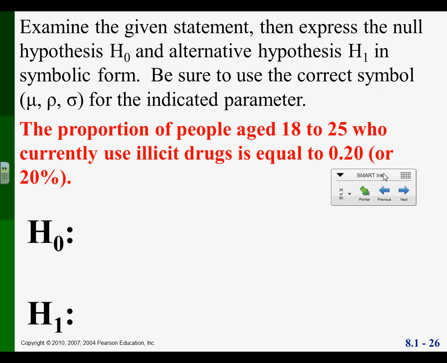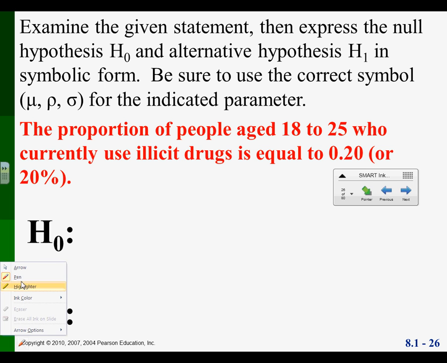So here we go. Examine a given statement, and I want you to actually write this down as practice. Examine the given statement and express the null hypothesis and the alternative hypothesis in symbolic form. Be sure to use the correct symbol. The proportion of people aged 18 to 25 who currently use illicit drugs is equal to 0.20 or 20%. That's the claim. First of all, which symbol is it? Write that down.